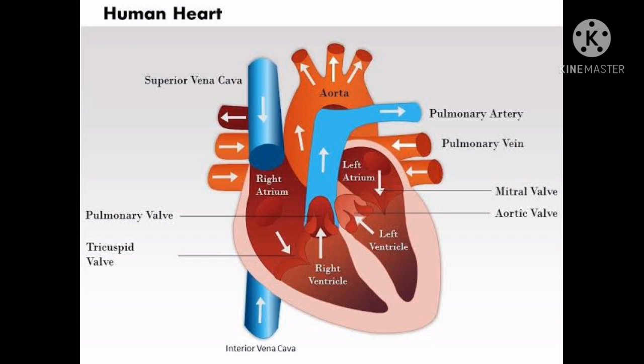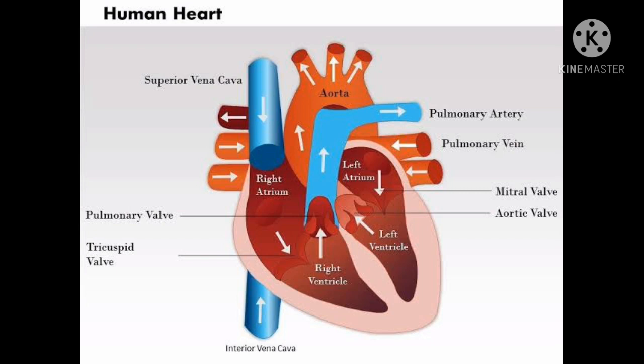Oxygen-rich blood is drained into the left atrium with the help of the pulmonary veins. There are actually 4 pulmonary veins, 2 from the left lung and 2 from the right lung, and the blood is collected in the left atrium.